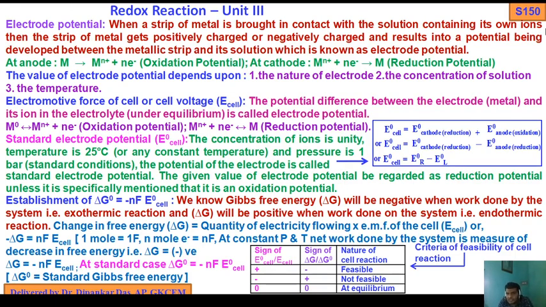So, criteria for feasibility of cell reactions. What are the criteria? The sign of E0 cell or E cell. If it is positive, del G is negative and the reaction is feasible. If it is negative, it is not feasible. If it is 0, the cell is at equilibrium. So if E0 cell is positive, del G should be negative and it is feasible or spontaneous. If it is negative, del G0 is positive, not feasible. If both are 0, then at equilibrium. Next, move on to the slide.